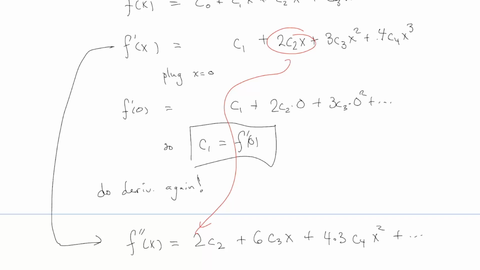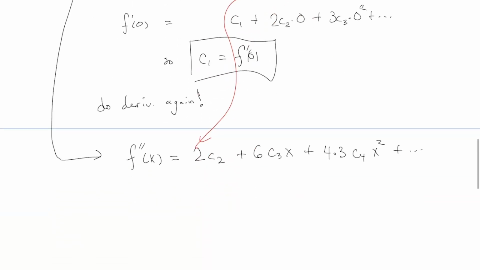And again, I'm going to plug in x equals 0, which makes all of the things with x's disappear, and all that's left is something involving C2. It now says on the left f double prime 0, on the right 2c2, and everything else becomes 0. And this is how you figure out what c2 is. You have to divide the 2 onto the other side. c2 is 1/2 f double prime 0.